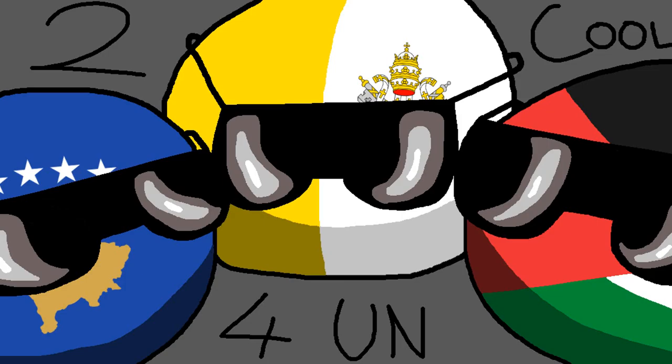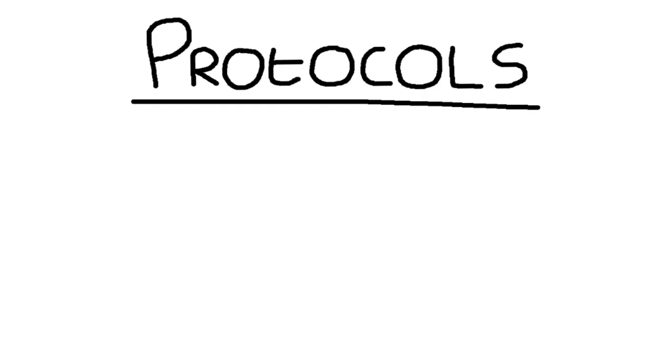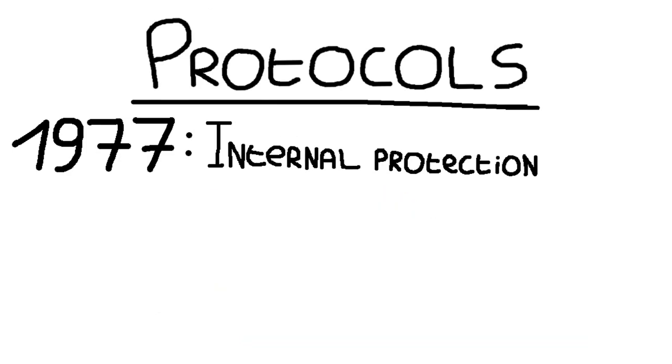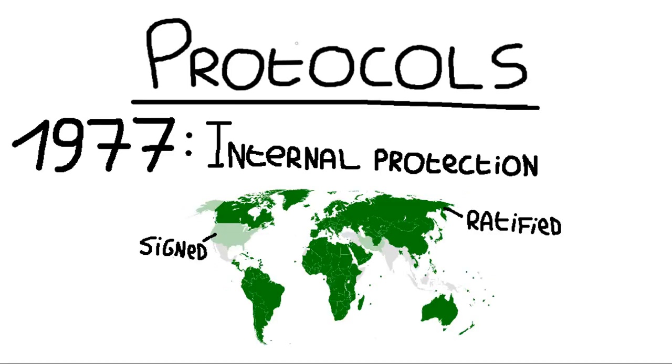The usual suspects. But that's not all, there have since been 3 addendums, or protocols, that have been added to the list. But these haven't been signed by every single nation. The first protocol was made in 1977 and further protects victims in an international conflict. It was ratified by all of these nations. The second protocol was also made in 1977 and further protects victims in a non-international conflict. It was ratified by all of these nations.